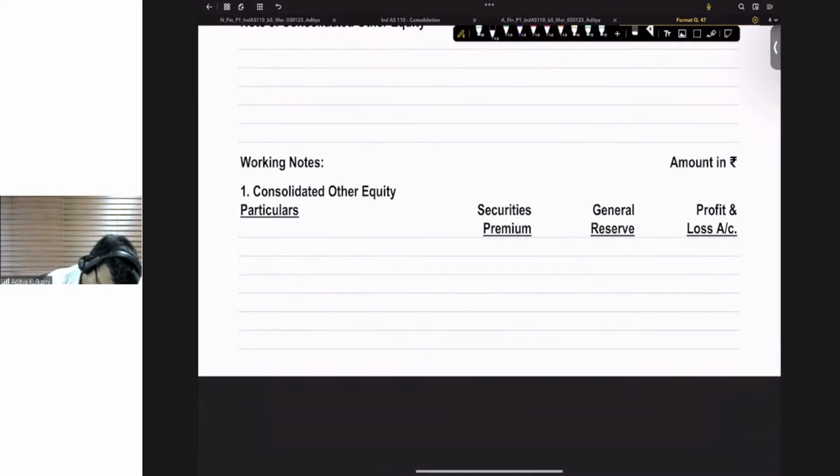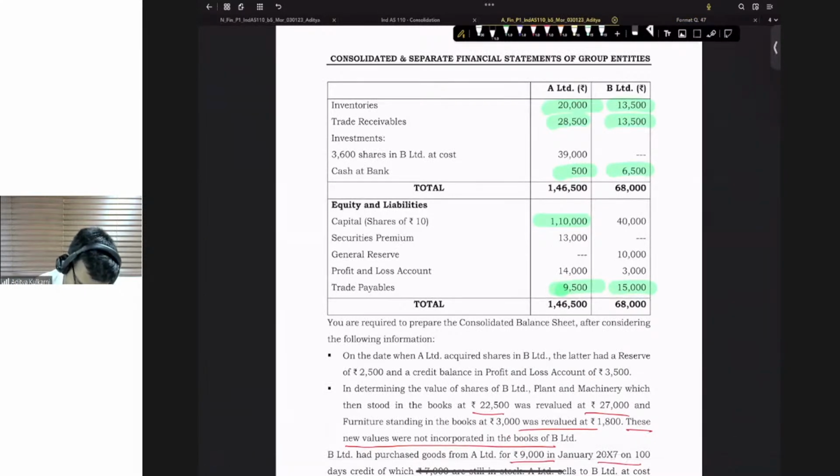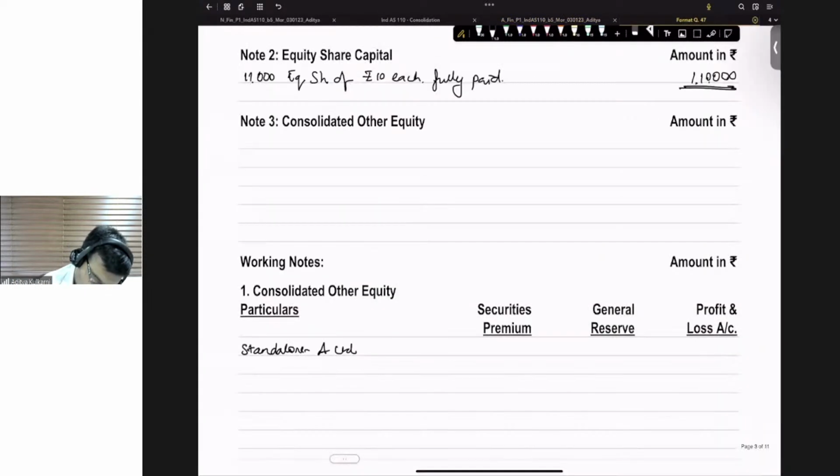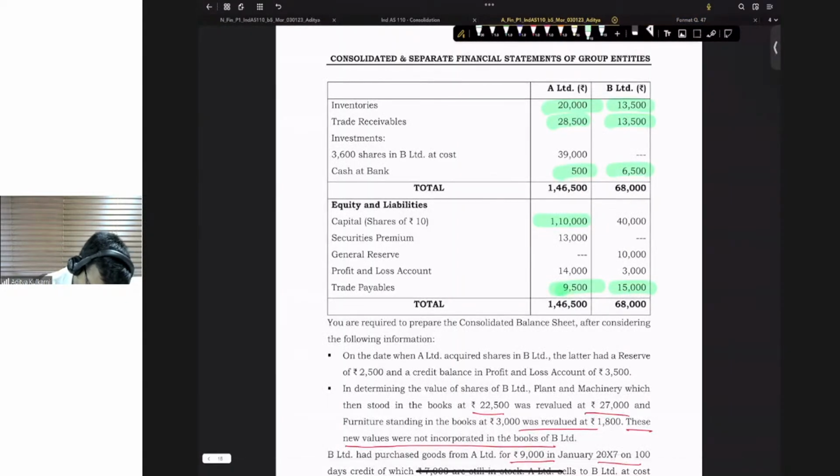And here we will write standalone A Limited balances, whatever they are. So securities premium 13,000, P&L 14,000. So have I considered 13? Yes. Have I considered 14? Yes. Investments I am yet to eliminate. And what I am left with is capital, general reserve, profit and loss account, and investments.